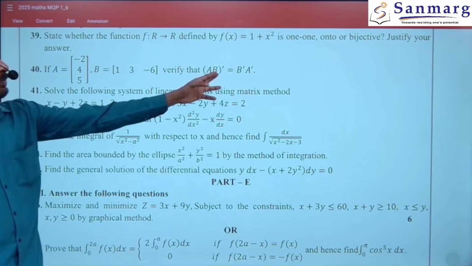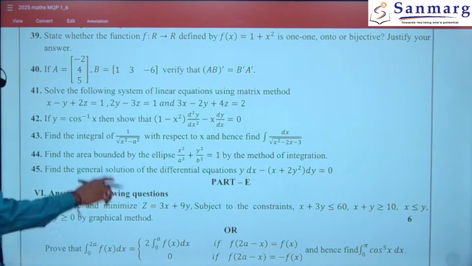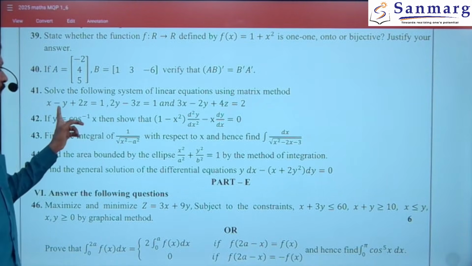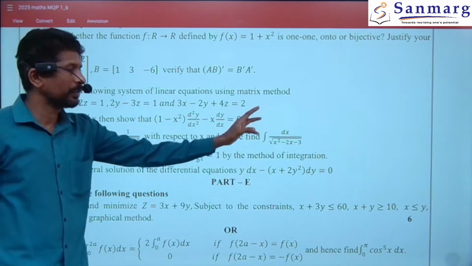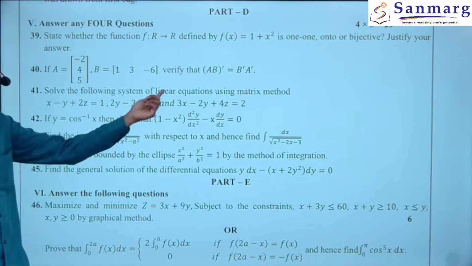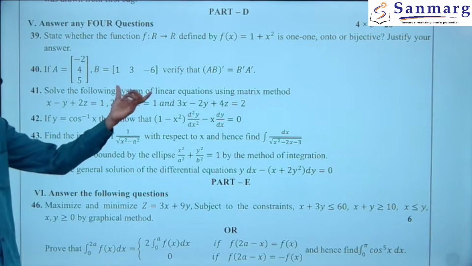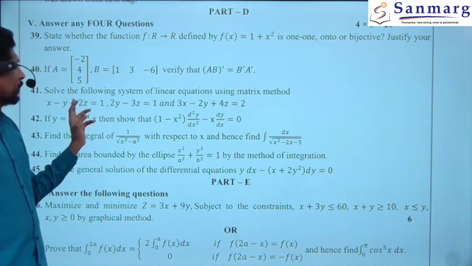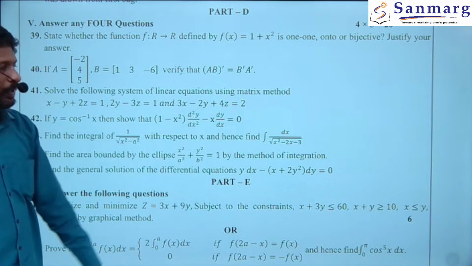So the question will be in the matrix part. The third question is in the determinant part. Determinant part means, as you know, the system of linear equations: they will give three equations with three variables, and by the matrix method you have to find out the values of x, y and z.